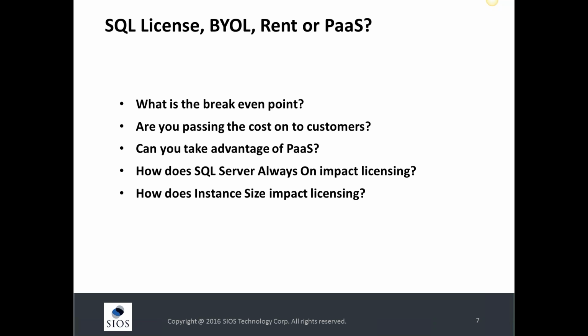You have to look at what your break-even point is. For my investigation, what I've seen is you're going to start spending more on the SQL Server licensing sometime before the 2-year point. So if you're going to be deploying this instance in the cloud and you anticipate you're going to be in that cloud for more than 2 years, you're probably in the long run going to save money by bringing your own license.